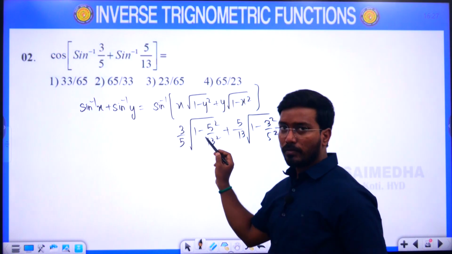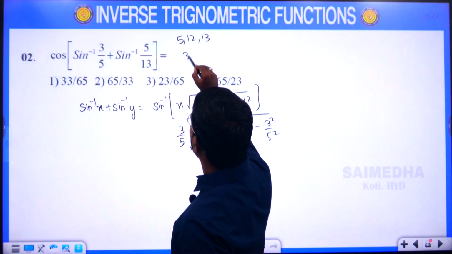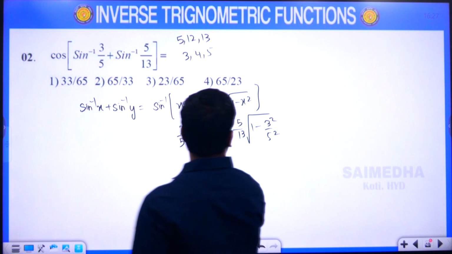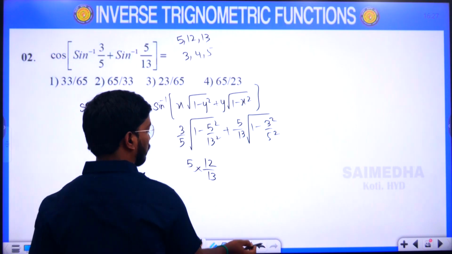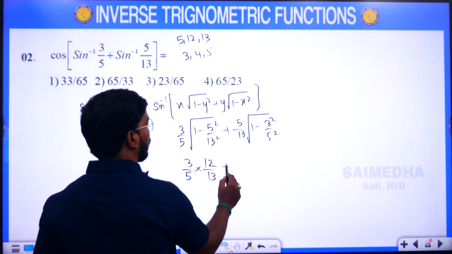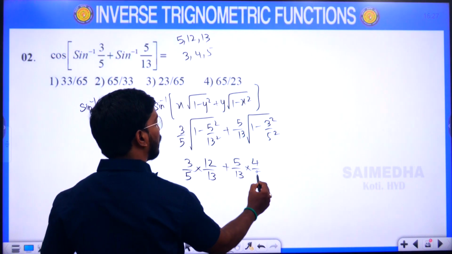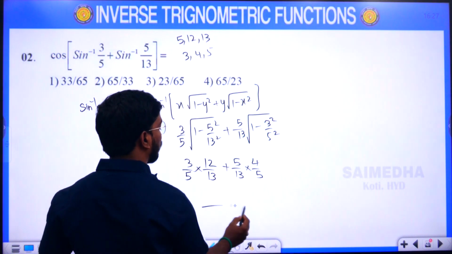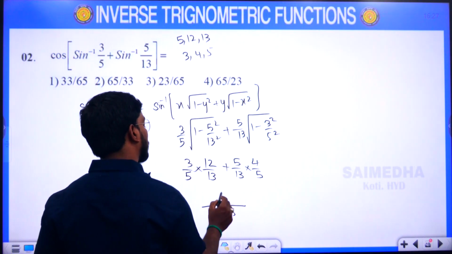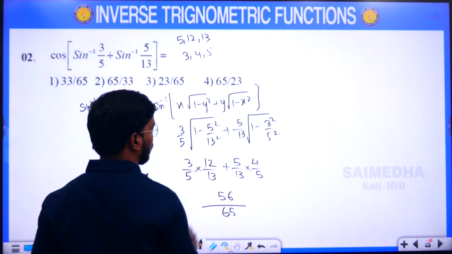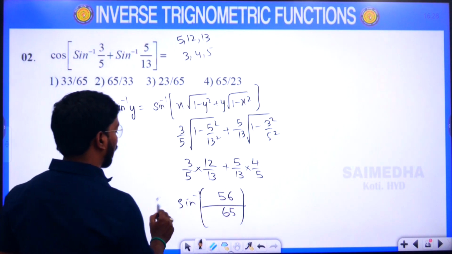We know 13 square minus 5 square is 12 square. 5, 12, 13 is the triplet, 3, 4, 5 is the triplet. So here 13 square minus 5 square is 12 square, so it is going to become 12 by 13. We have here 3 by 5. Plus 5 by 13 as it is, 5 square minus 3 square is 4 square, so it is 4 by 5. 13 times 5 is 65, 65 as it is, 12 times 3 is 36, 36 plus 20 is 56, 56 by 65. We have sine inverse here.